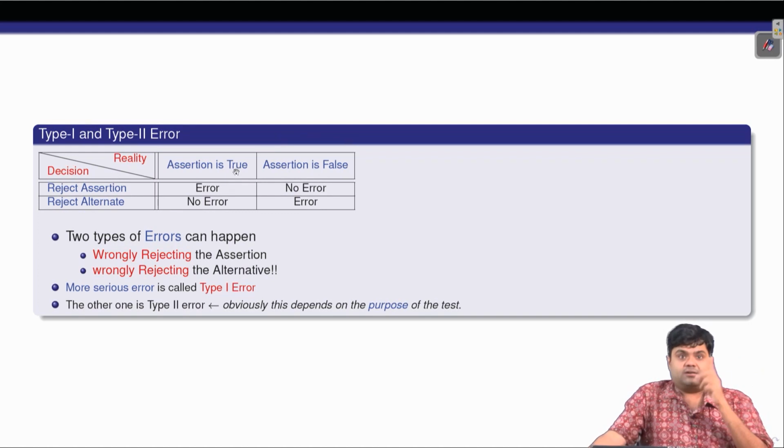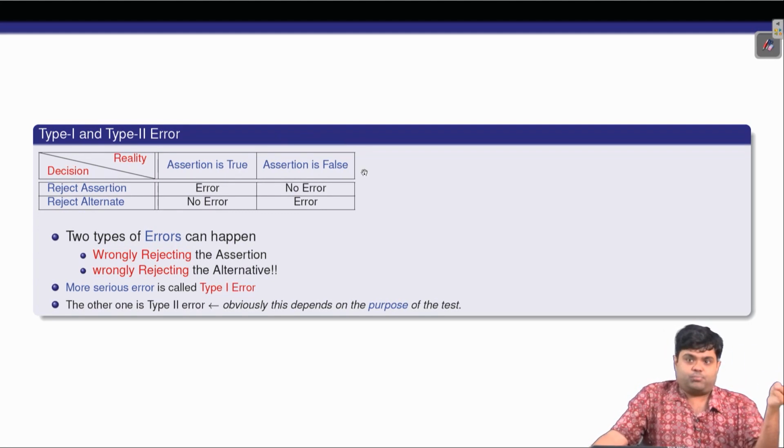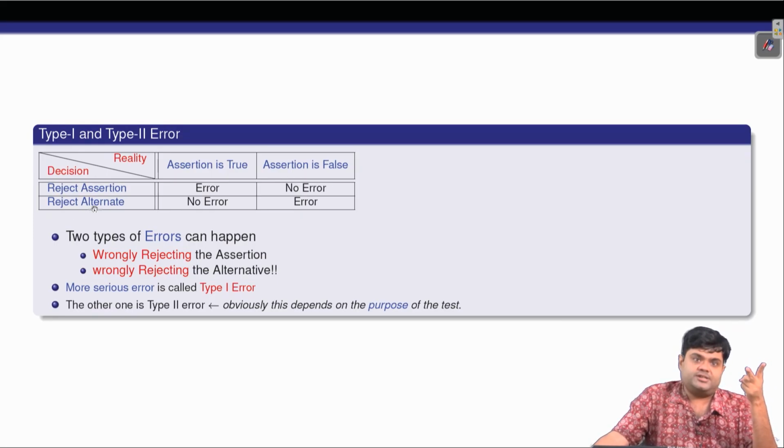Assertion, alternate. Reality: the assertion is true. In reality there are two possibilities: the assertion is true, or the assertion is false. And there are two potential decisions: you reject the assertion or you reject the alternate. The first type of error is when the assertion is true and you reject the assertion. Another type of error is that the assertion is false, but yet you are rejecting the alternate.